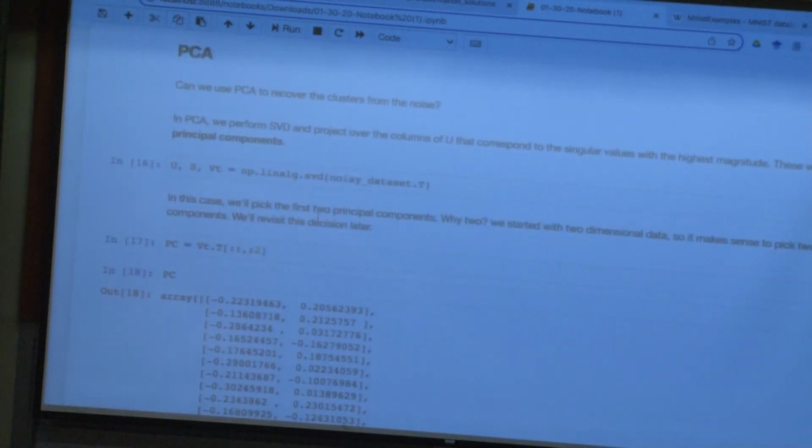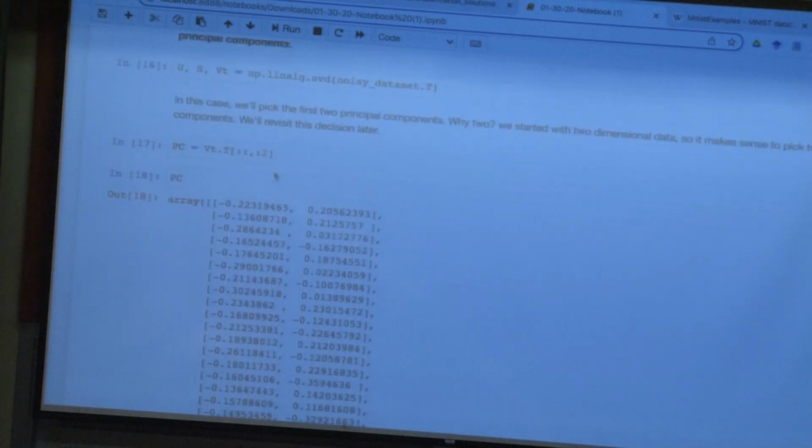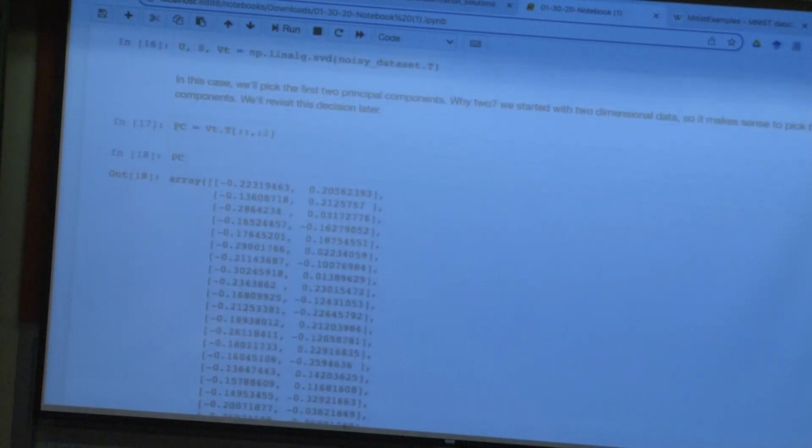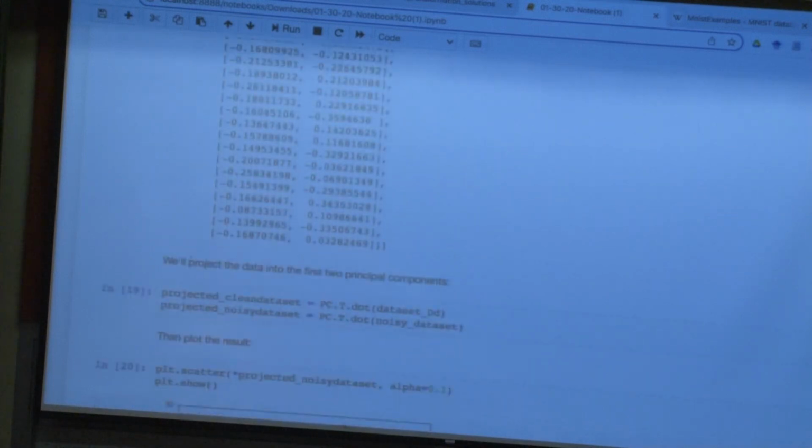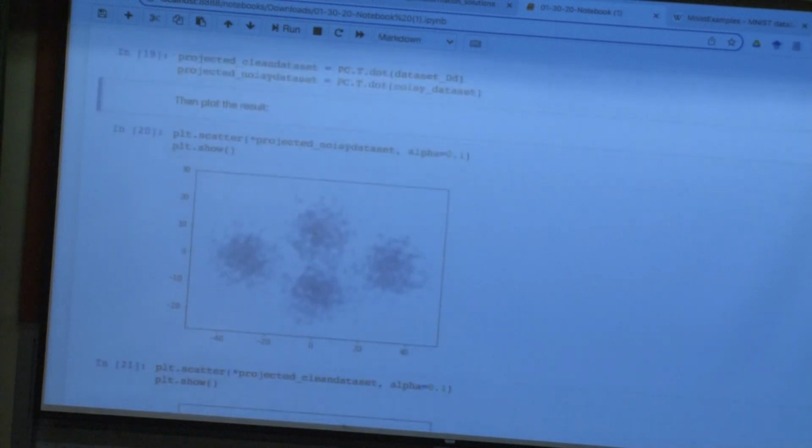Turns out that we can. We're going to use principal components analysis, and under the hood of PCA is basically the singular value decomposition that gives us what the key things are. And so I'm going to compute these principal components using the SVD, and I'm going to project the data into my first two principal components. And I plot the result.